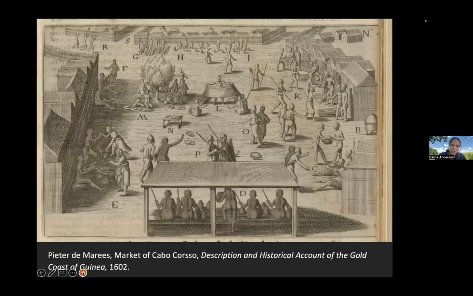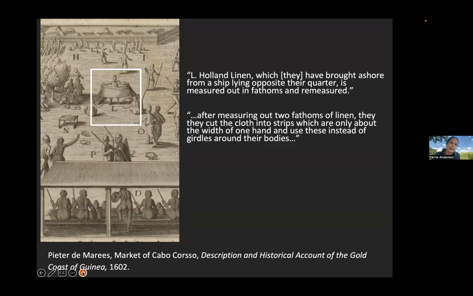We do find, and of course we have to be cautious, as Marsley said, there are secondary sources, especially Peter de Marees, who writes a historical account of the Gold Coast in 1602, so definitely earlier than our data, but he talks about linen quite frequently, not sheets in particular, but linen. Next slide, please. Looking at this image of a market, he describes this figure L, and he says, Holland linen, which they have brought ashore from a ship lying opposite their quarter, is measured out in fathoms and remeasured. After measuring out 2 fathoms of linen, they cut the cloth into strips, which are only about the width of one hand, and use these instead of girdles around their body.